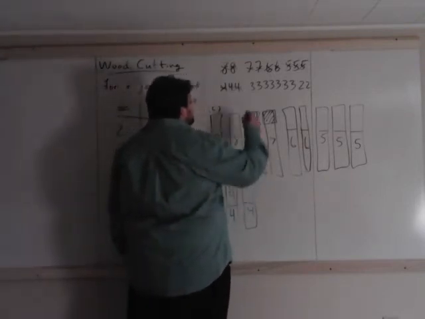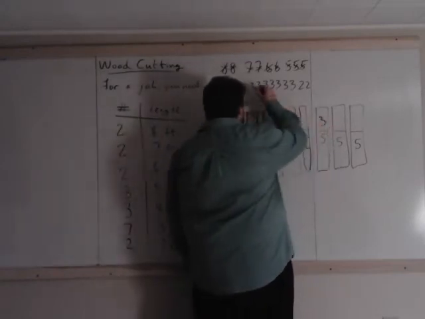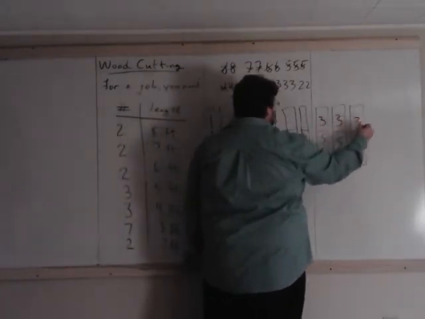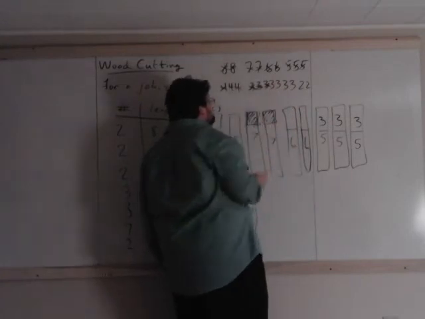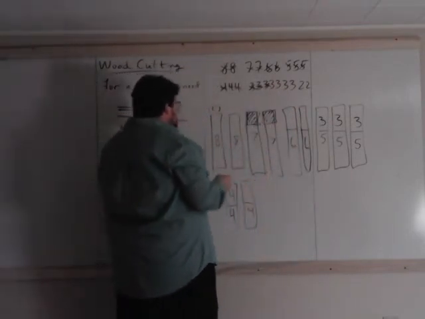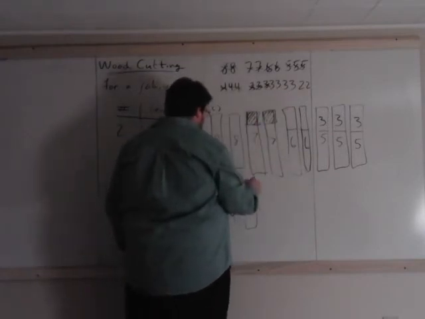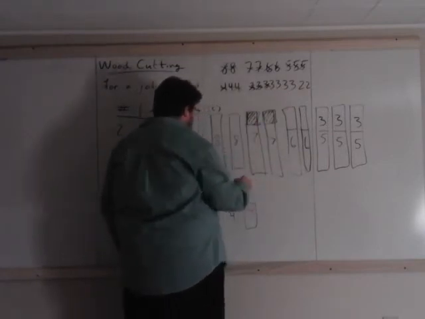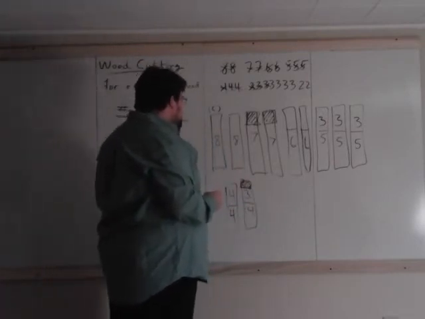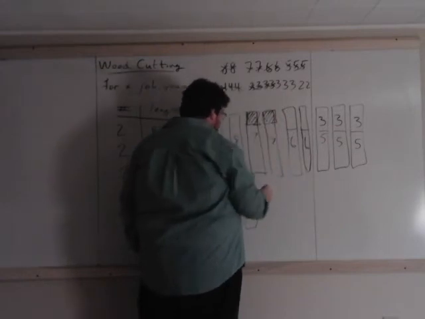Now we have these 3s. Well, 3s can't go here. A 3 can go here. A 3 can go here. And a 3 can go there. Well, that uses up 3 of them. But we also have these other 4 3s. One of them can go here, creating that 1-foot hunk that does not get used. Cross that out. We have 3 3s left.